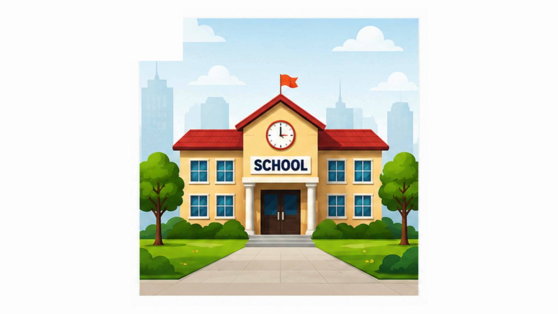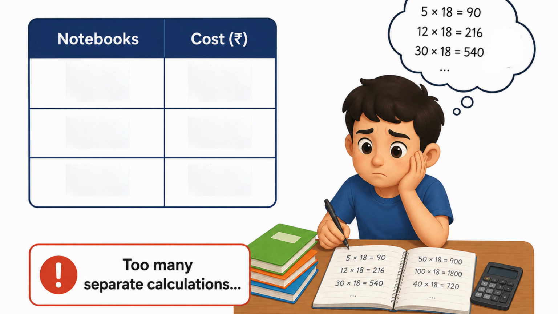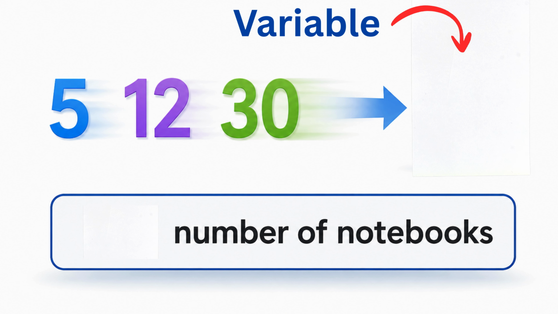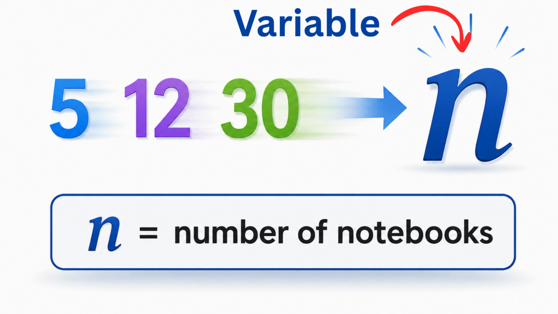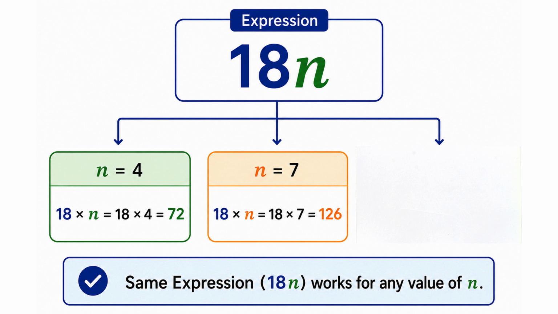Suppose a school charges 18 rupees per notebook. Instead of calculating separately for 5 notebooks, 12 notebooks, or 30 notebooks, we represent the number of notebooks by a variable, say n. The total cost becomes 18n. This single expression works for every possible quantity.